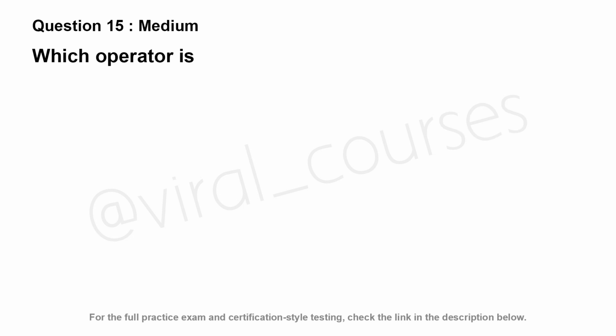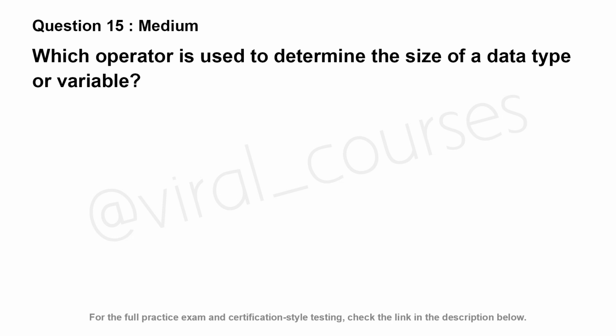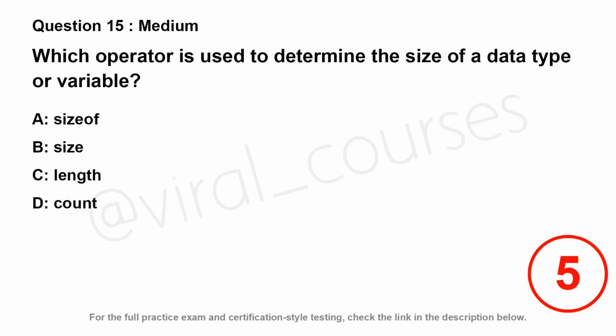Which operator is used to determine the size of a data type or variable? Option A, sizeof. Option B, size. Option C, length. Option D, count.